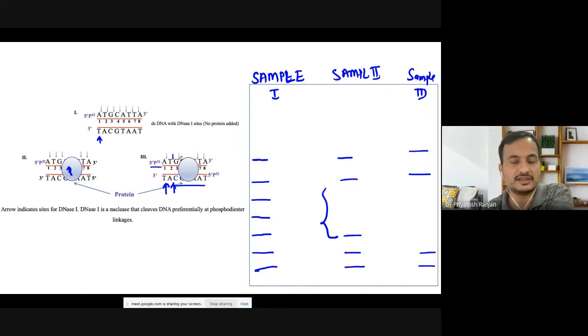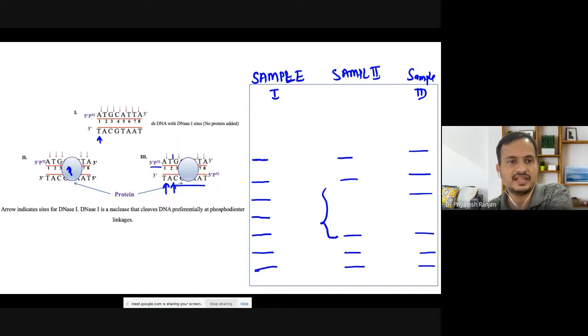How about the third? I'm going to get a band corresponding to 3 and a 5th. 1, 2, 3, 4, 5. So I'm going to get a band corresponding to 3, which I've already drawn, and 5th. How about the later ones? Yes, I am supposed to get a band from the upper strand corresponding to the 6th position.